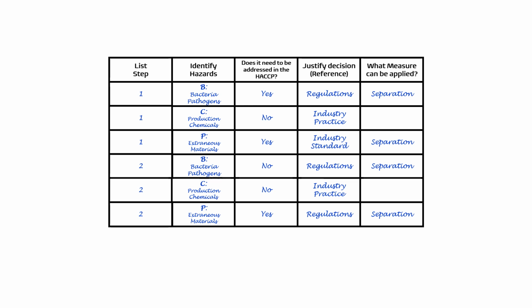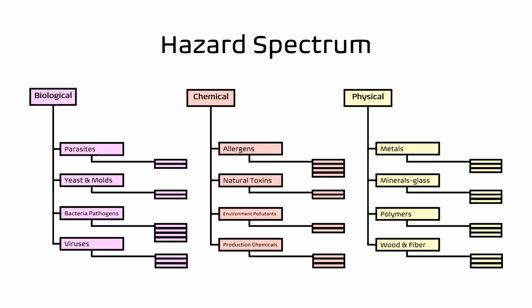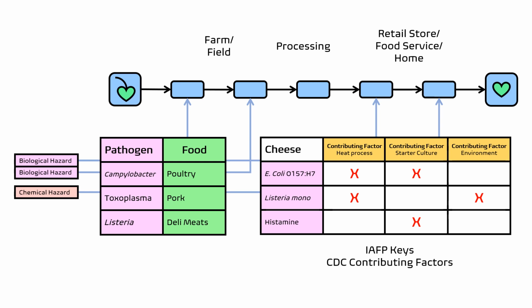The author proposes using a few tools to improve the hazard analysis. The hazard spectrum can facilitate the visualization of all possible hazards in groups and subgroups. It can also help to identify hazards that the team was not aware of. The IAFP keys or CDC contributing factors are used to associate microbial hazards with causes in outbreak investigations. They are similar to the pathogen food pairs identified by epidemiologists.